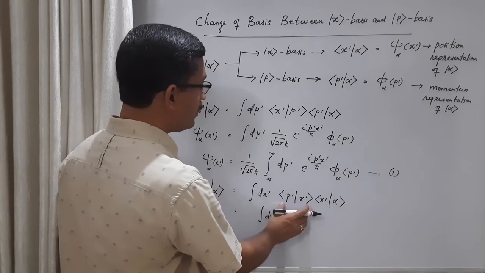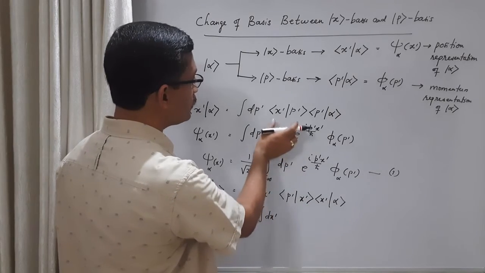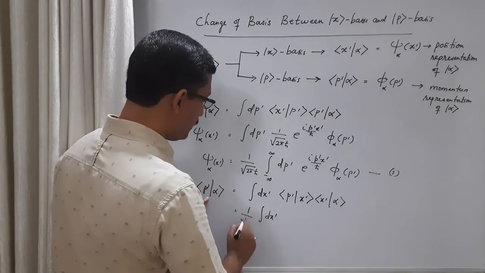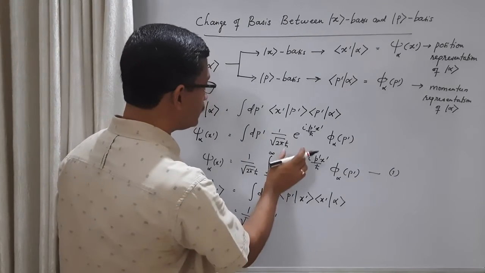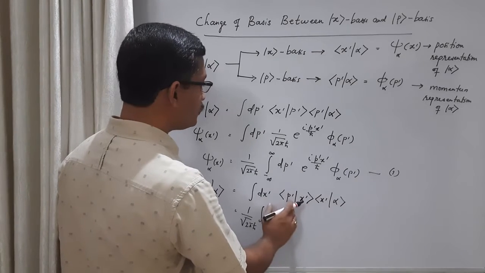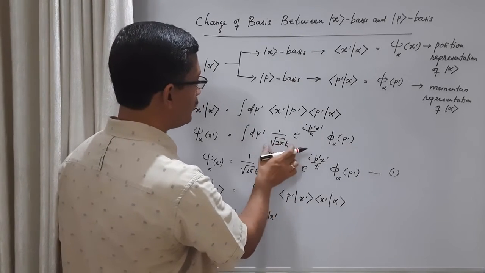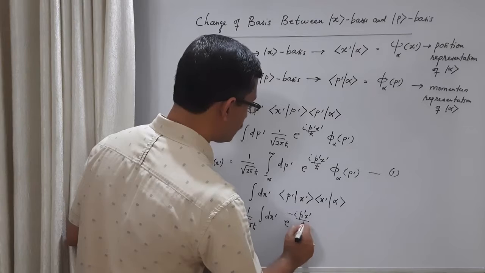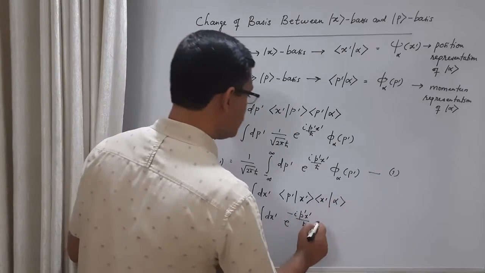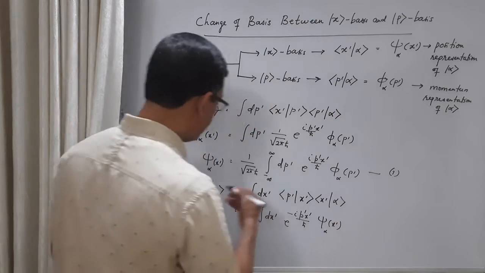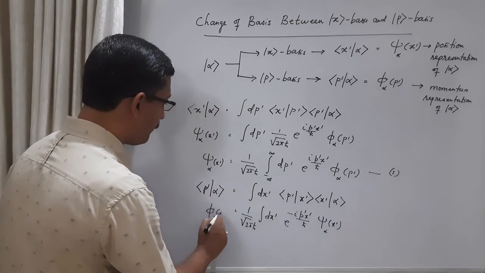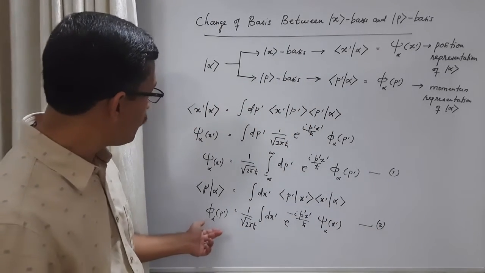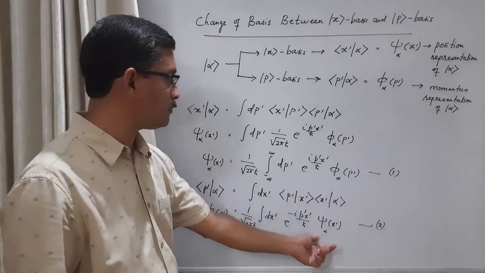What is this quantity? This quantity is the complex conjugate of this quantity. So 1 by root 2 pi h cross I can take outside, and this is the complex conjugate of x prime p prime, right? And the complex conjugate of this one, that is e raised to minus i p prime x prime by h cross. And what is this term? This is psi alpha x prime. On the left hand side this term is phi alpha p prime. Call it equation 2.